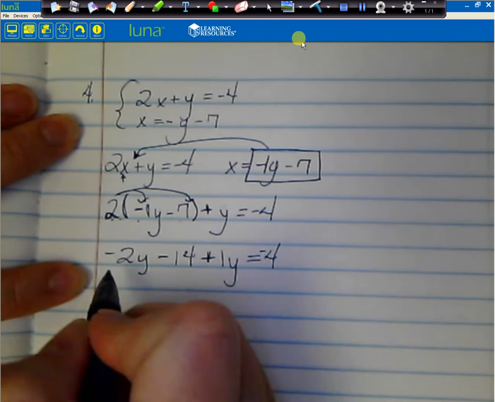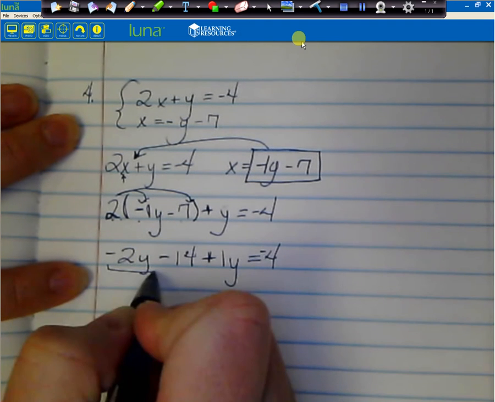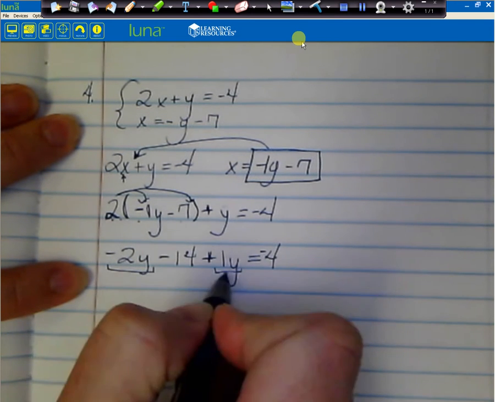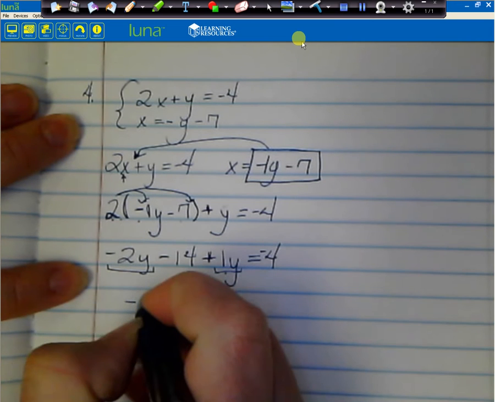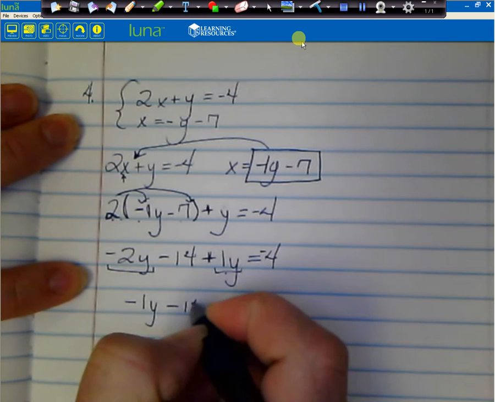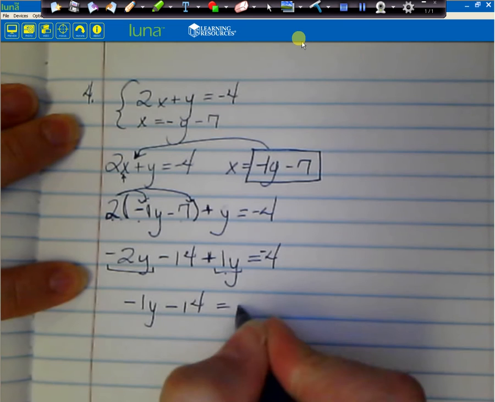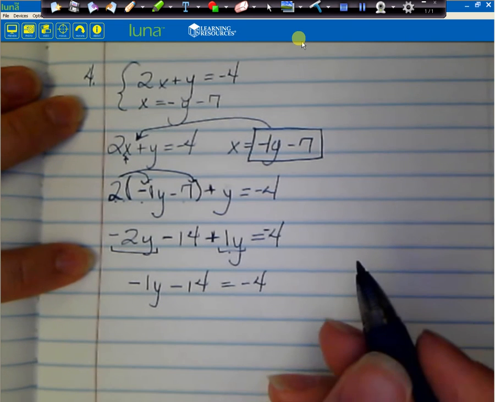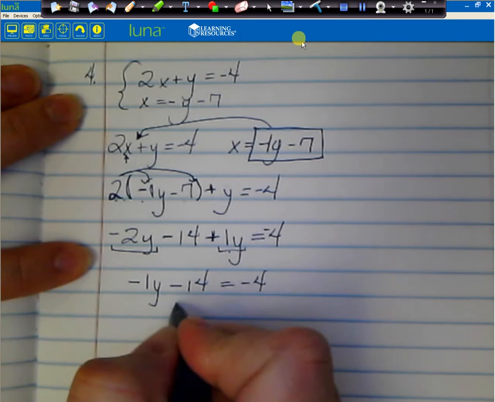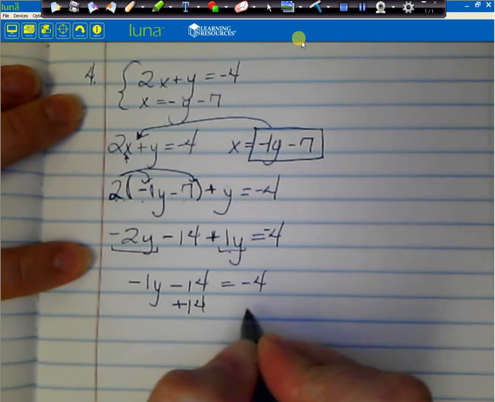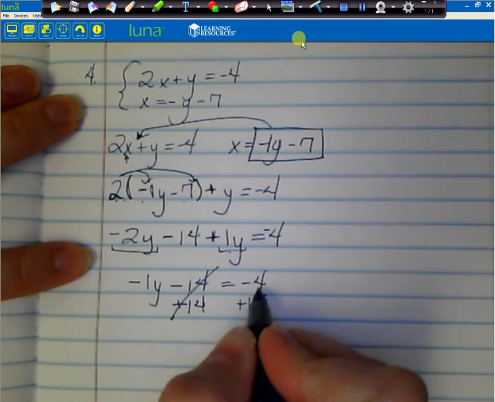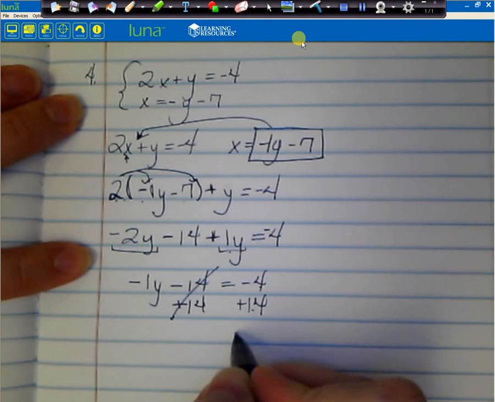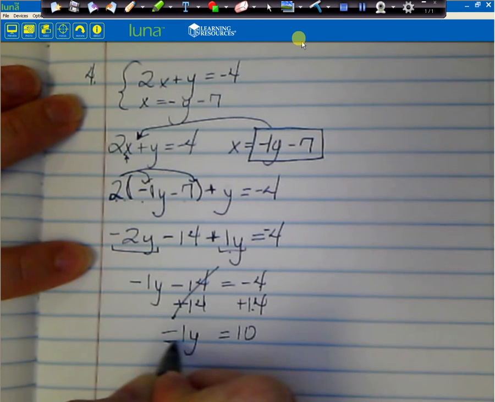Now I'm going to combine like terms. I have negative 2y and 1y. Negative 2 plus 1 gives me negative 1y. I'm going to bring down my minus 14 and my negative 4 on the other side. Now I'm going to add 14 to both sides because I have to do the opposite to move my 14 to get my y by itself. It's going to cancel here, and over here it's going to give me 10. So negative 1y equals 10.